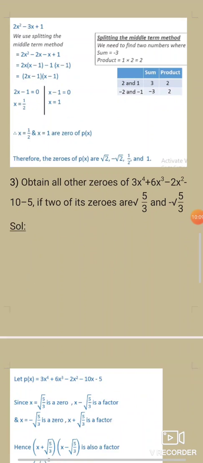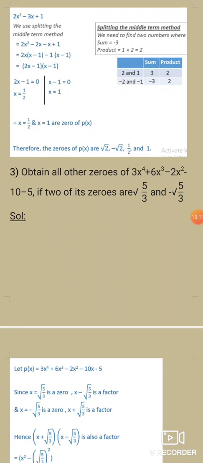Okay, so here listen. The given polynomial is 3x^4 + 6x^3 - 2x^2 - 10x - 5. Since x is equal to root 5 by 3 is a zero, x minus root 5 by 3 is a factor. If minus root 5 by 3 is a zero, then what? The second factor is x plus root 5 by 3.